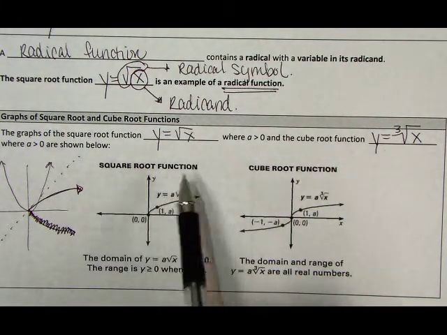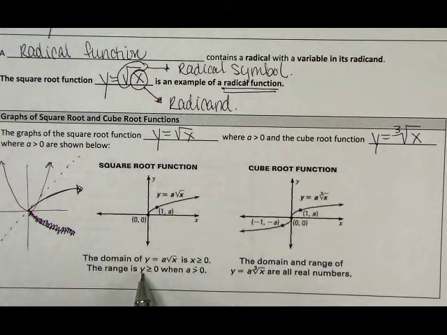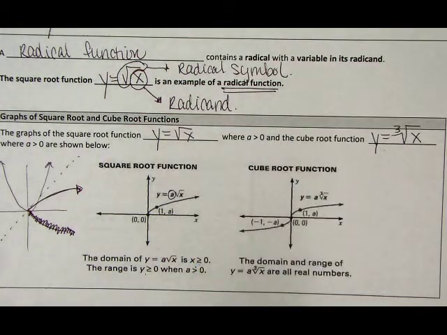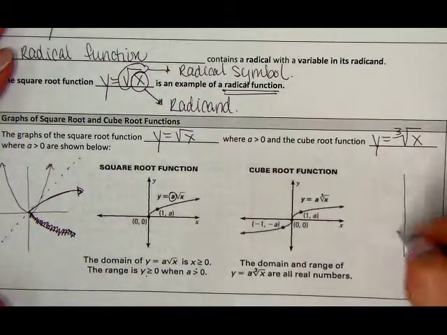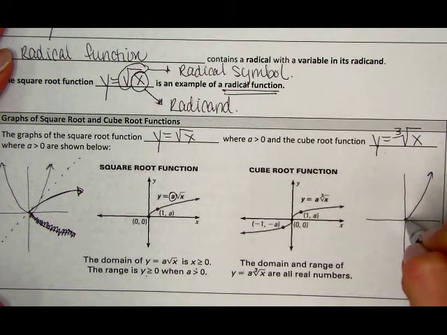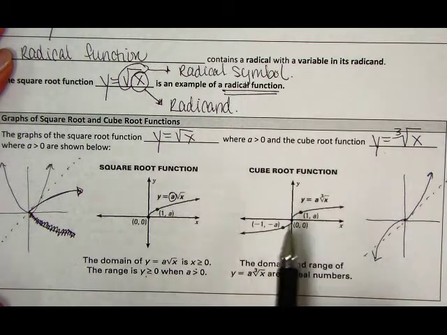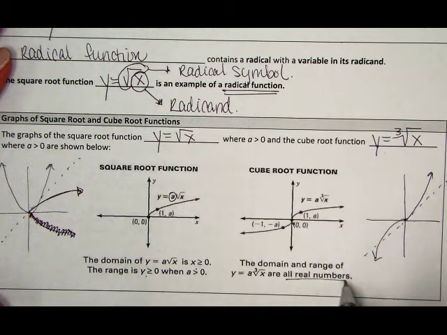So for your square root function, your domain is x is greater than or equal to 0. Your range is y is greater than or equal to 0, when your value out in front, a, is greater than 0. Your cube root function is very similar. If you take your cube function and its inverse, just like we did in lesson 4, and flip it, you get the inverse function, which is your cube root function. Because that passes the vertical line test, your domain and range are all real numbers.